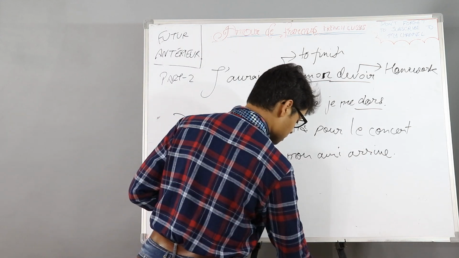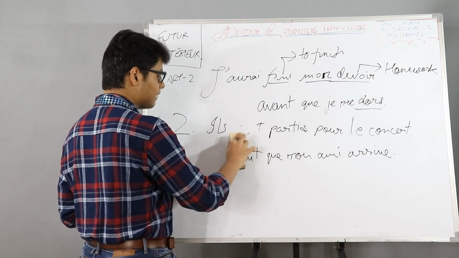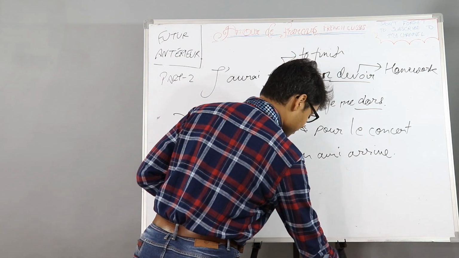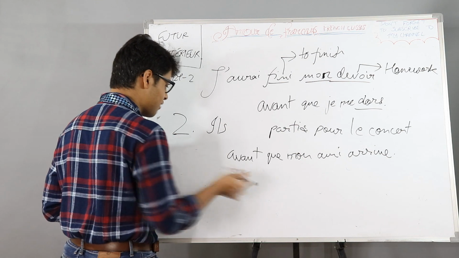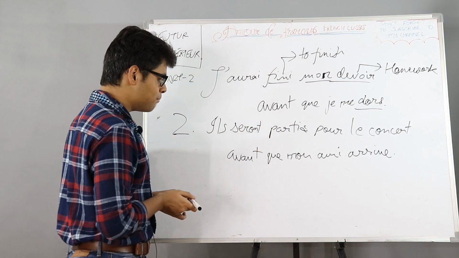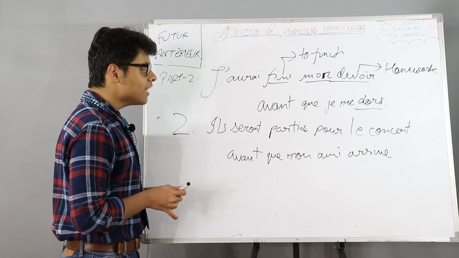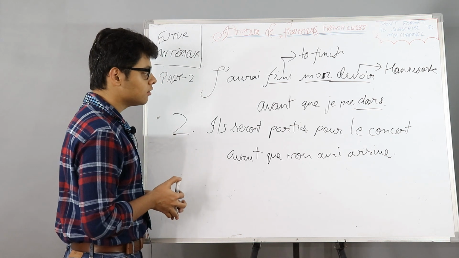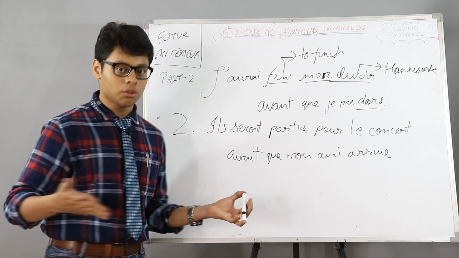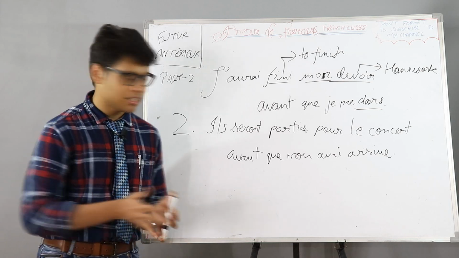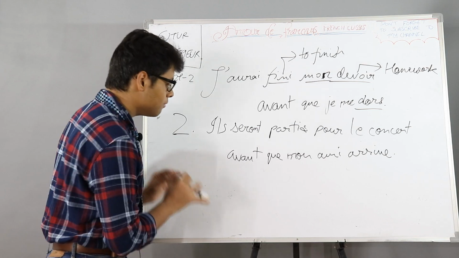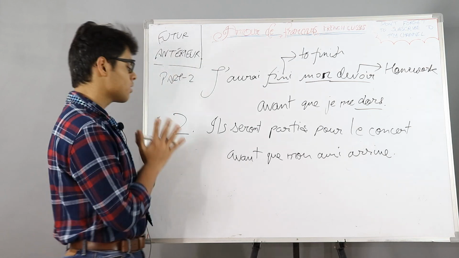It's not supposed to be ils sont partis, because if it's ils sont partis, that would be passé composé. And if you want to write it in futur antérieur, you must write être in the futur simple form, which is seront. Ils seront partis pour le concert. Concert, the spelling is the same as the word in English, that's concert. And it's correct. It's just that the pronunciation is different. So, ils seront partis pour le concert avant que mon ami arrive.